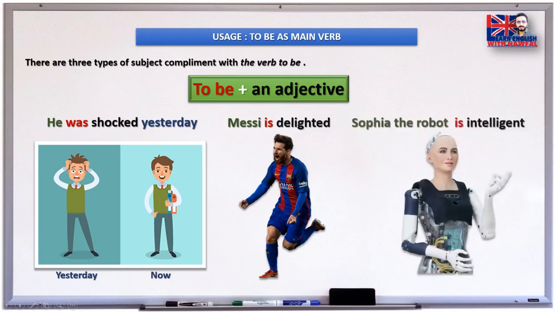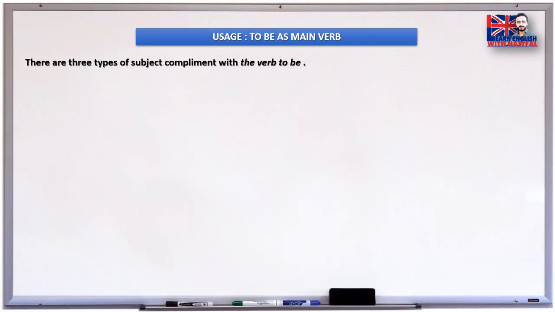Sophia the robot is intelligent. So Sophia the robot is the subject of this sentence, is the linking verb, and intelligent is the subject complement, which is an adjective that describes Sophia the robot. So all of these adjectives are used as subject complements to describe these subjects. Sophia the robot, Missy, and this man. Okay. Let's move to the third type.